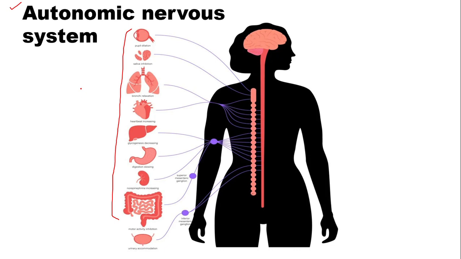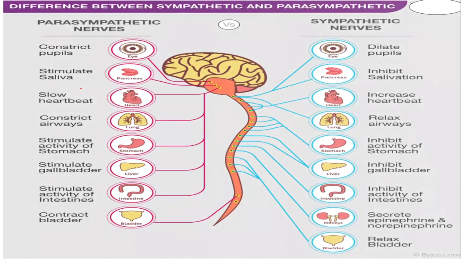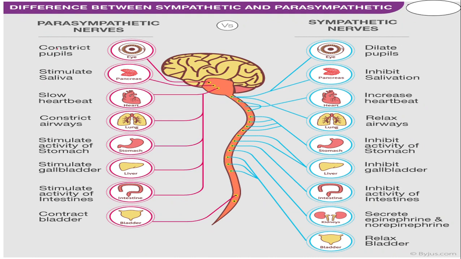Next, the autonomic nervous system is further divided into the sympathetic and parasympathetic nervous system. The main difference between the sympathetic and parasympathetic nervous system is on the basis of their working. The sympathetic nervous system works in fight or flight response situations, that is, when we are in stress. And what will be the reaction of that system? It can dilate the pupils, it will inhibit salivation, or it will increase the heartbeat.